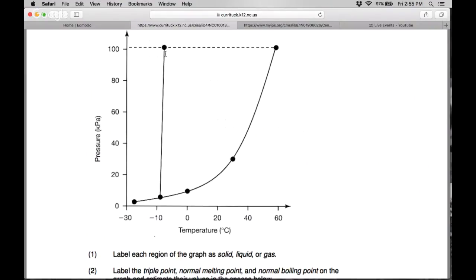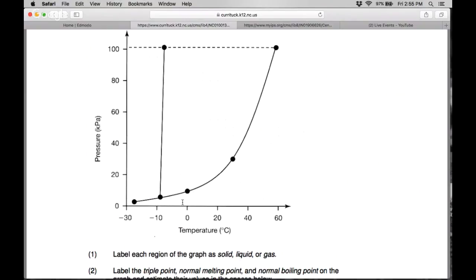First off, anywhere on this line, what we're saying is if I'm right on the line, like where the cursor is right now, I am at that temperature and that pressure. Let's say I'm right here, that would be about negative 9 degrees Celsius and 60 kilopascals, right? That would mean that at that temperature and pressure, I'm changing from a liquid to a solid or from a solid to a liquid. This line is the change of state between a liquid and a solid.